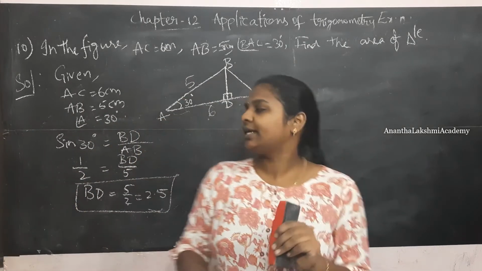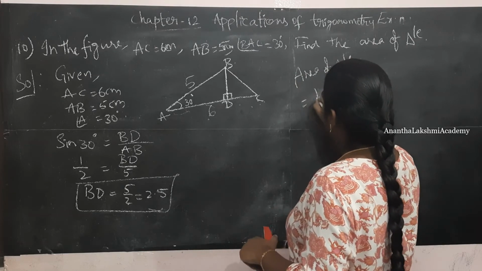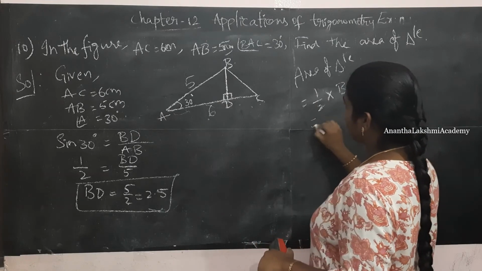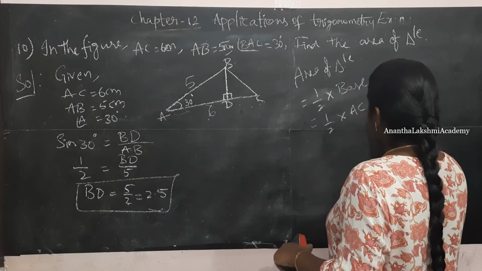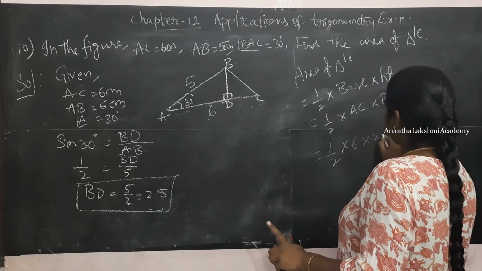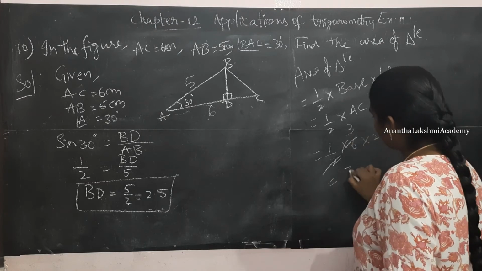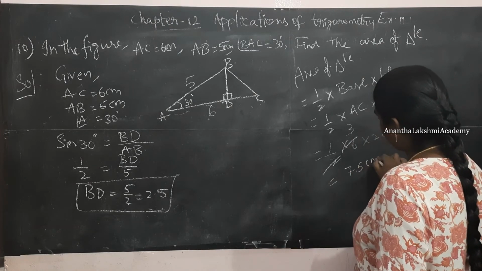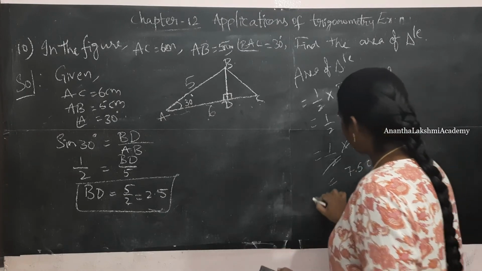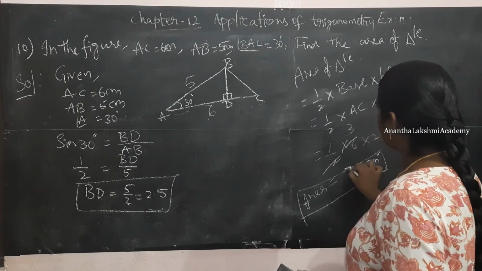So what is the area of the triangle formula? Area of triangle is equal to half into base into height. What is the base? AC. Height is BD. Half into AC is 6 and BD is, we just have figured out, 2.5. 2 3s are 6. This is nothing but 3 into 2.5, 7.5 centimeters. Sorry, centimeter square this is. Okay. So area of triangle is equal to 7.5 centimeters square.